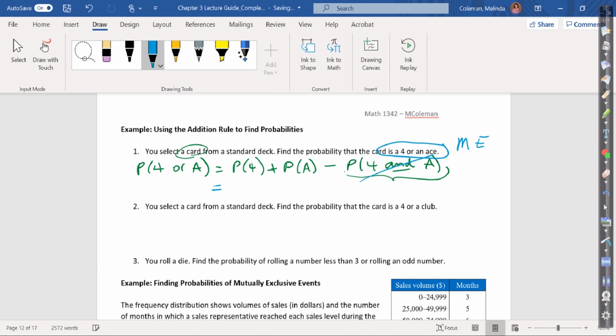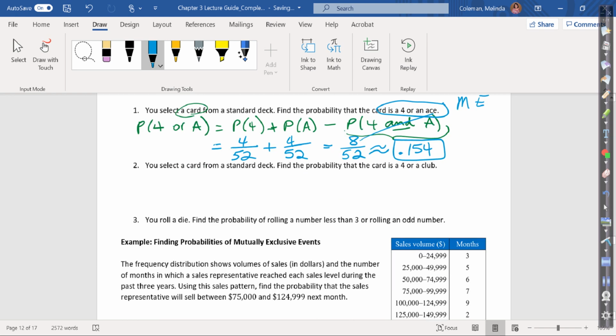So the probability that you select a 4, well, there's 4 4s out of 52 cards. The probability that you select an ace, there's 4 aces out of 52 cards. Again, you cannot have a 4 and an ace at the same time. So if I add these together, I have 8 over 52, which is approximately equal to 0.154. So about 15% of the time you could randomly select a 4 or an ace.